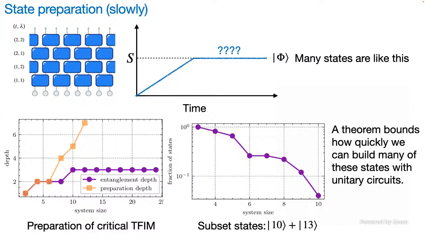But if you just ask how long it takes to build the state, this is just actual numerical data, it actually takes much larger depth to pull off building the state. So here's a concrete example where my quantum computer has built up the needed entanglement, but somehow I still need to churn for a while to get the state. We can ask a similar thing about subset states.